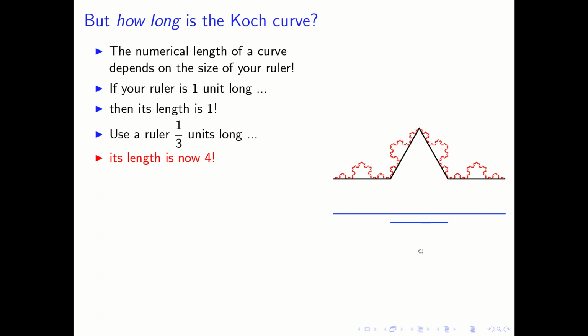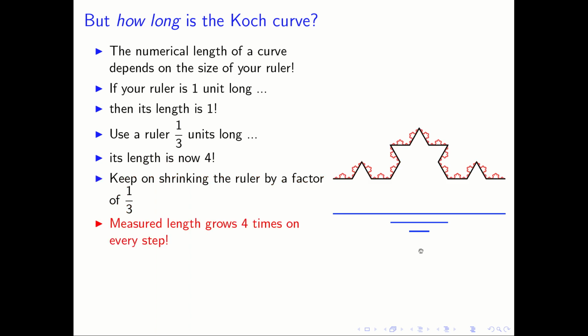So, if you are using a ruler whose length is 1/3, the total length of the curve that you can measure is now 4 times 1/3. In fact, if you cut down the length of the ruler by a further factor of 1/3, you can now follow some of the bends which you could not follow earlier, and now the number of line segments, or rulers, that you will need is 16, 4 times more than before. And each time you reduce the length of your ruler by 1/3, the number of rulers you need increases by 4.